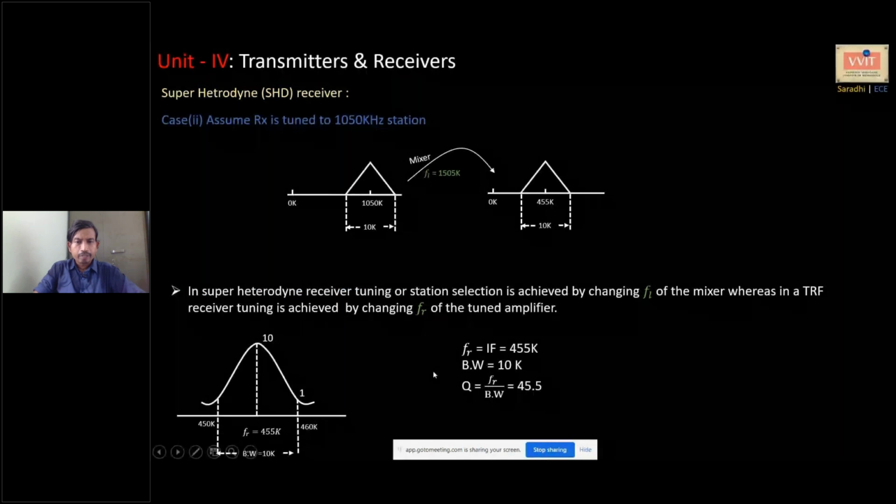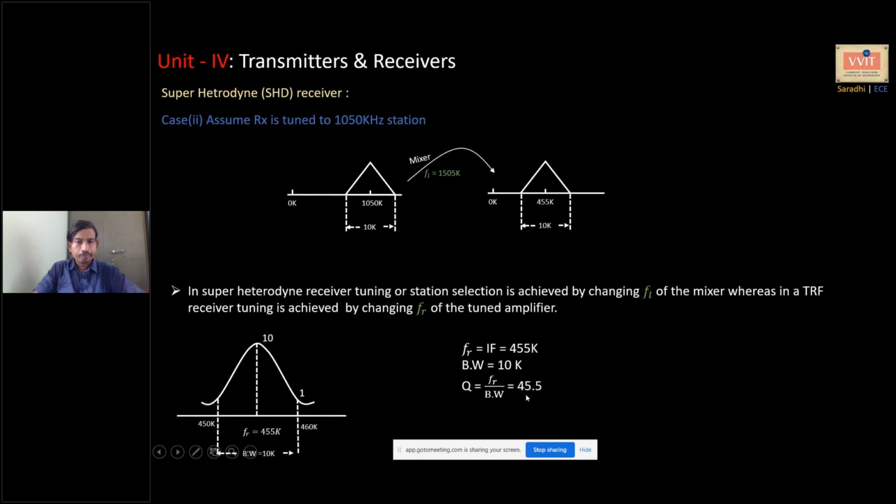The Q value required for the given IF frequency and the given bandwidth is 45.5. This also remains constant, so that the IF amplifier can easily be designed, and the drawback of the tuned radio frequency amplifier is overcome with the help of this scenario.